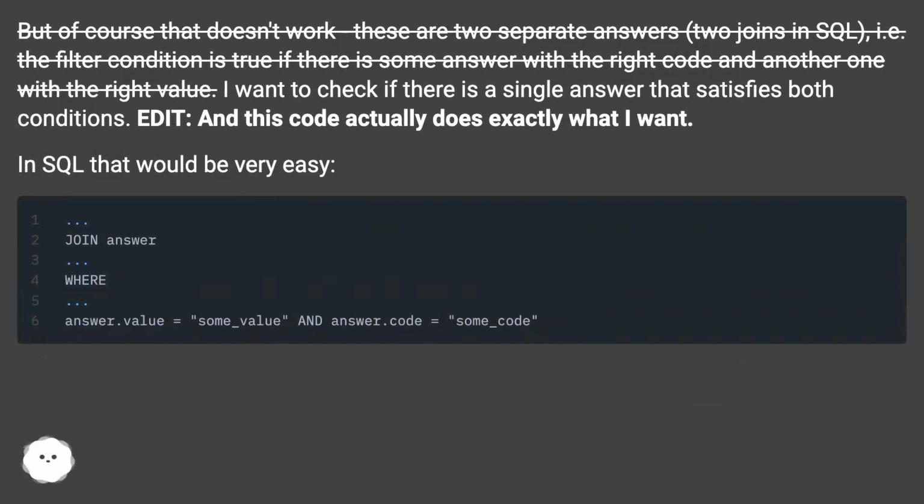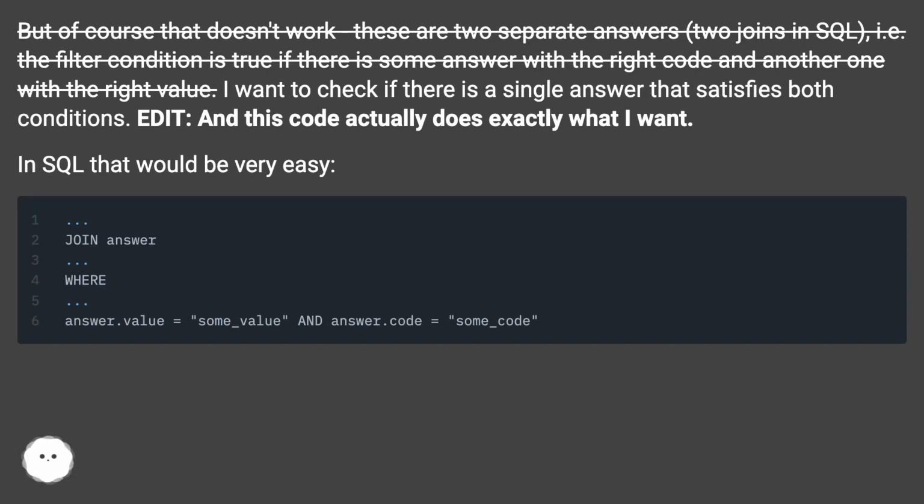These are two separate answers, two joins in SQL, i.e. the filter condition is true if there is some answer with the right code and another one with the right value. I want to check if there is a single answer that satisfies both conditions. Edit, and this code actually does exactly what I want.